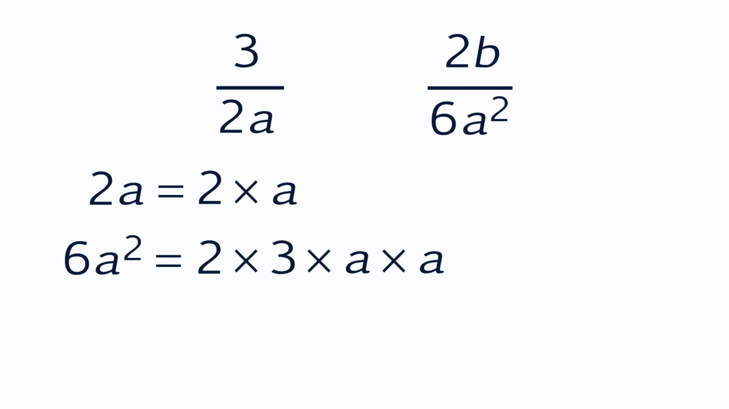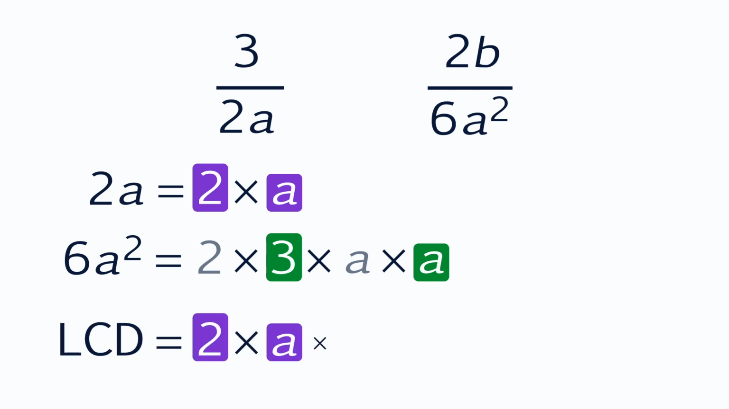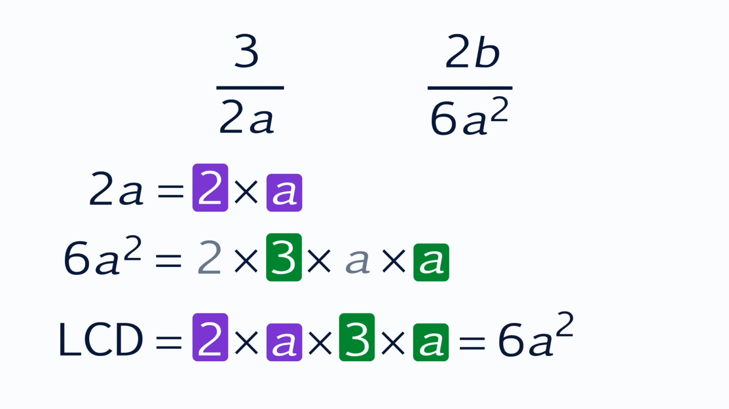Now you include all the factors that cover each denominator. From the first denominator, you have 2 and a. Those are included in the second one, but that also needs a 3 and another a to be covered. This means that the least common denominator has to include the factors 2, a, 3, and a. The least common denominator is the product of these factors. So the LCD here is 6a squared.